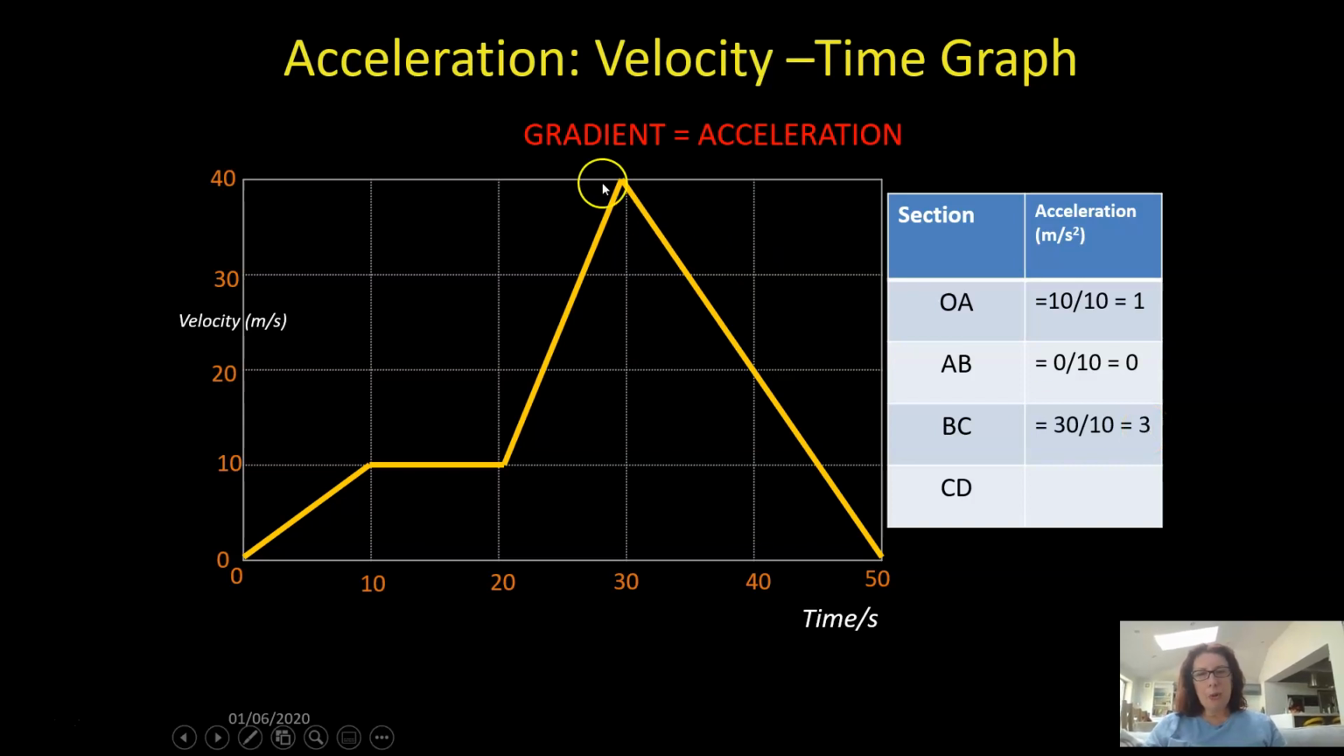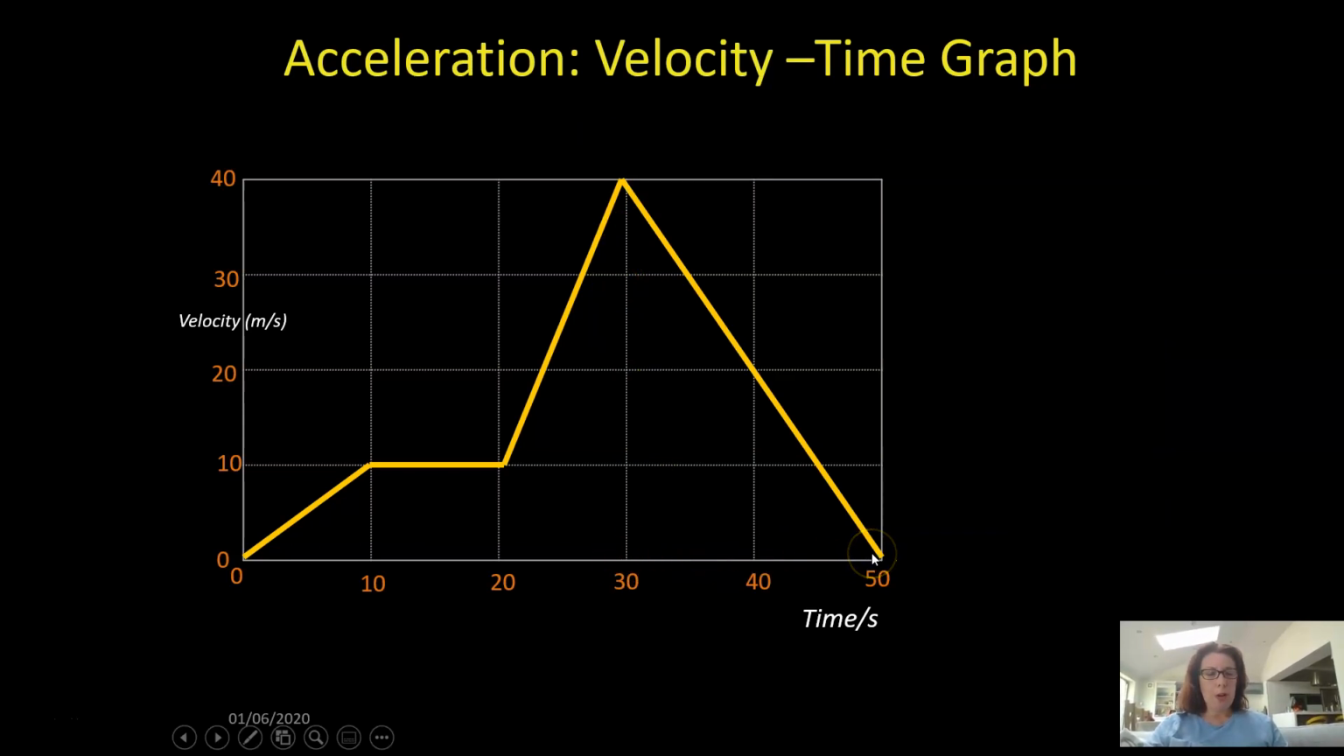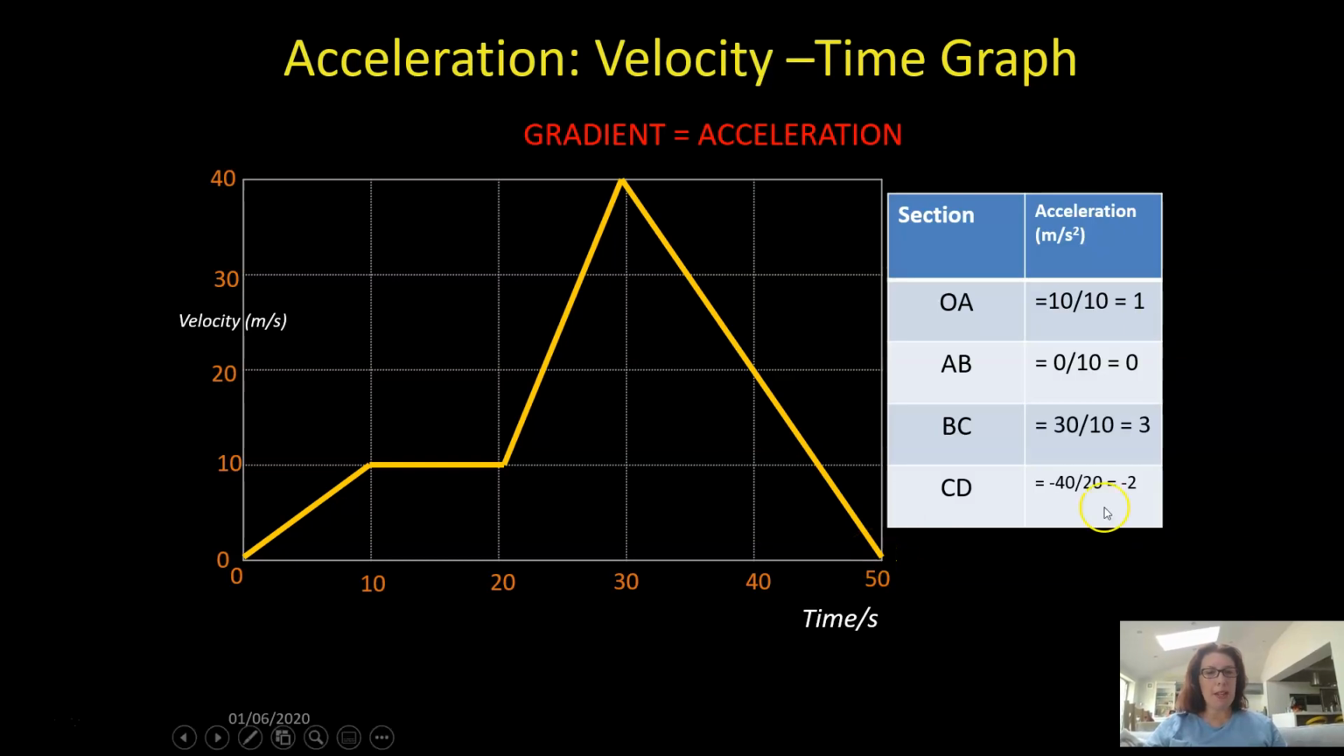And then the last one, okay, we've got a deceleration here, we know because the line is going down. So we end up at 0, so the change in velocity is going to be 0 minus 40, because that's what we started at. And the time that takes a bit longer this time, 20 seconds. So we're going to do minus 40 divided by 20, which gives us minus 2. And the minus just means that we've slowed down.